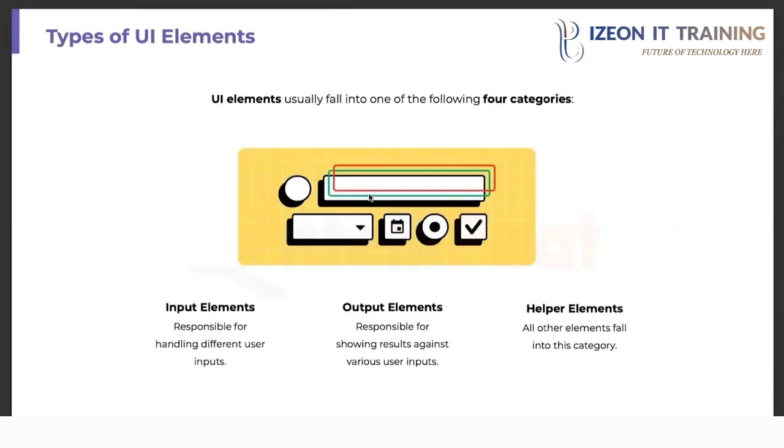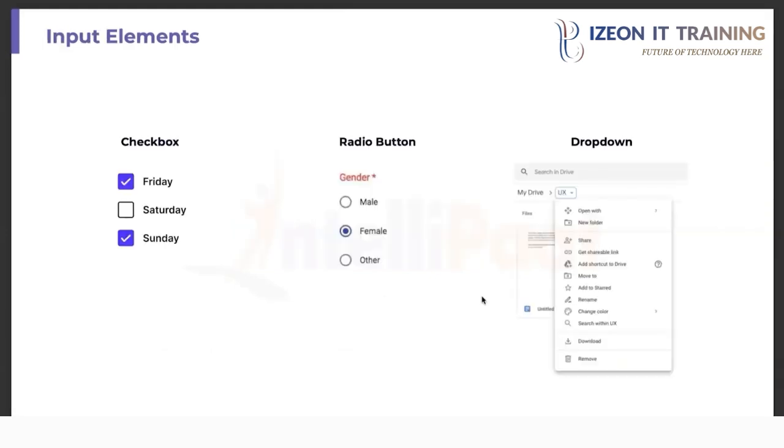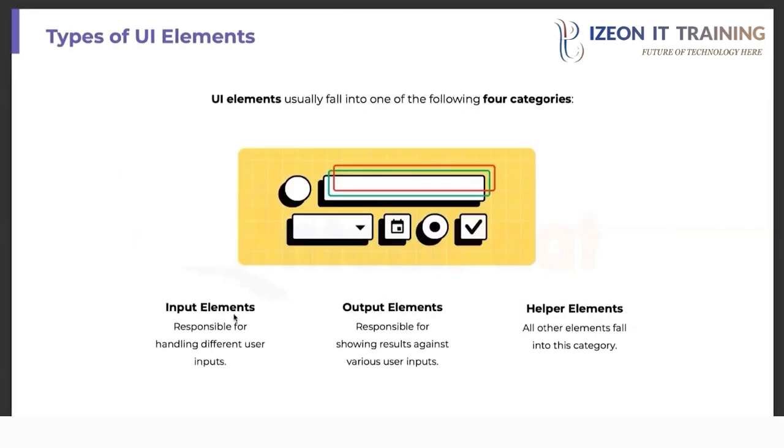Okay, the types of UI elements. This is again important. There are more types actually. There are four types, yeah. I think three are written over here. And first is the input elements.